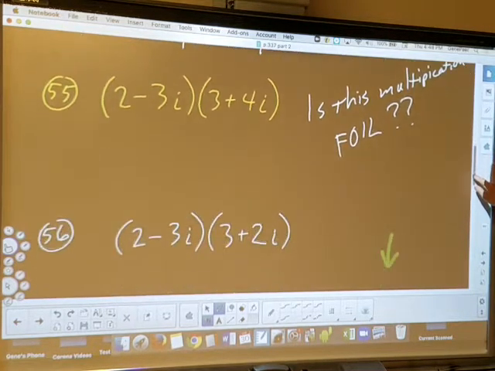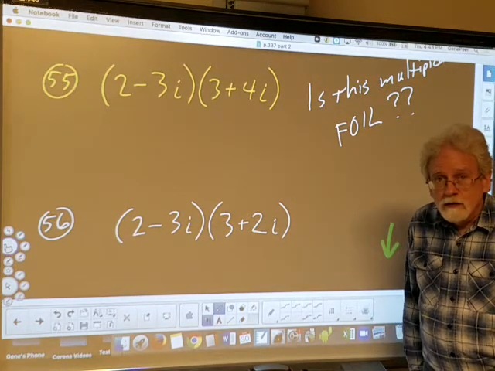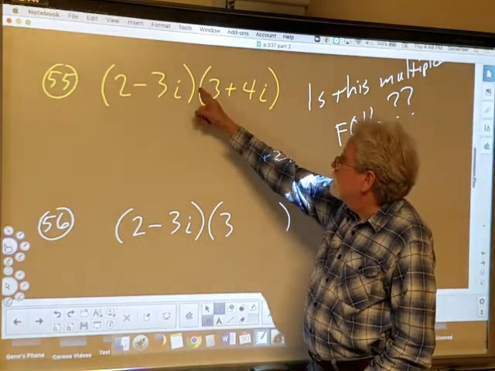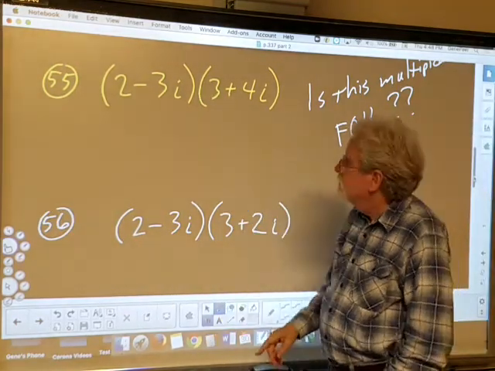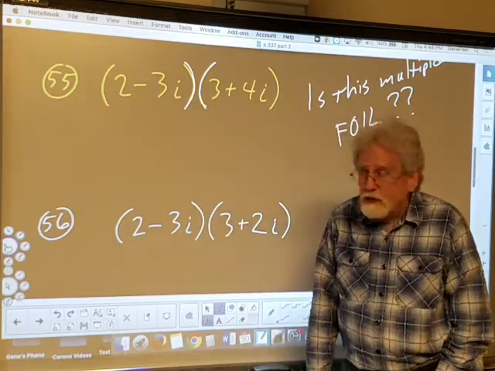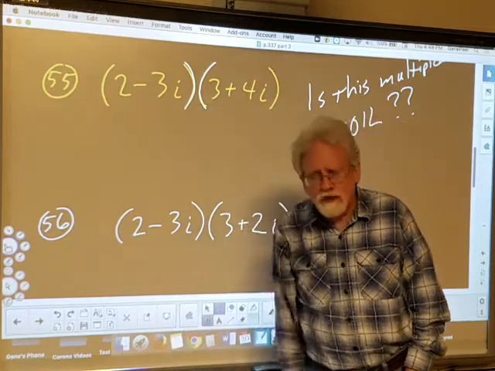Number 55. Now come on, folks. Is this one multiplication? Yes, it is. This time there's no plus or minus sign in there. This is multiplication. Is it the parentheses that make it multiplication? No. It's the fact that there's nothing between the parentheses. That is what makes it multiplication.